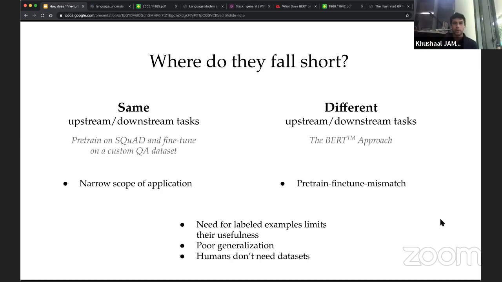And the final weakness, since the title of this presentation is human fine-tuning, is that humans don't need datasets. You need one or two examples, not like 1,000 or whatever.